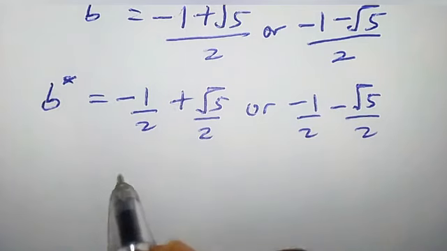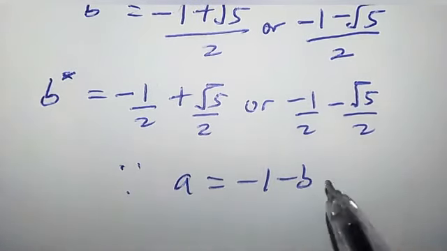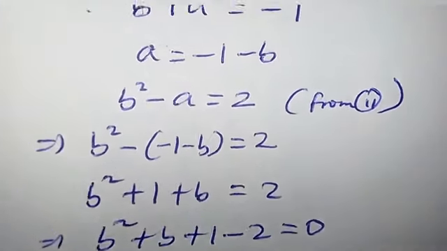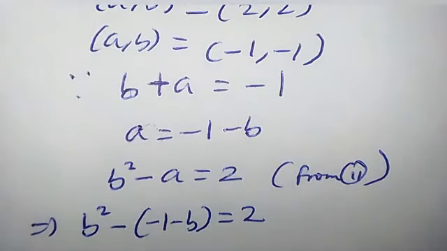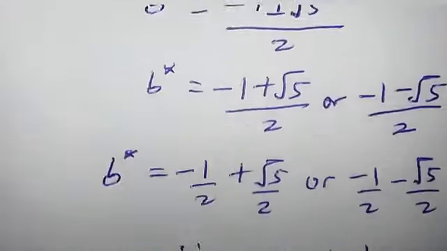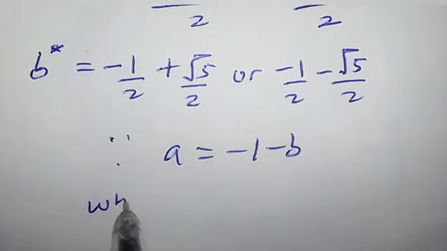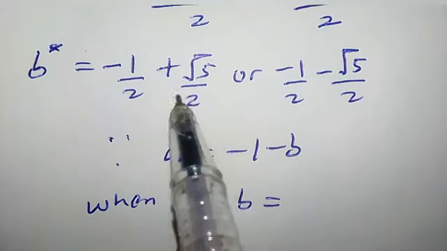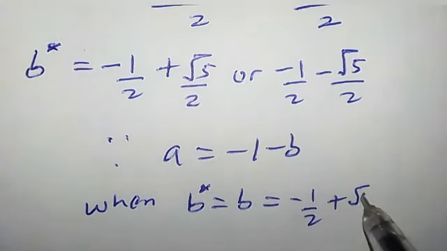So since A is equal to -1 minus B, let me show you what we obtain from here. A equals -1 minus B. So let's continue. Let's consider each case now. So when B star, which is the same thing as B, is equal to this, minus half plus square root of 5 over 2.